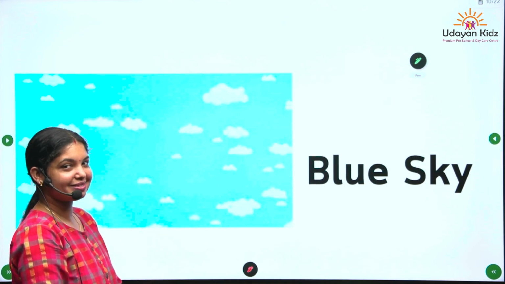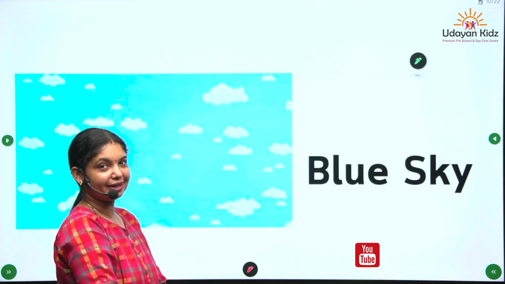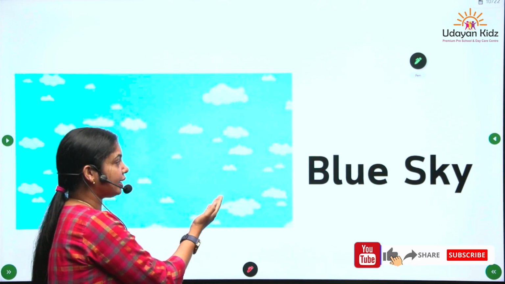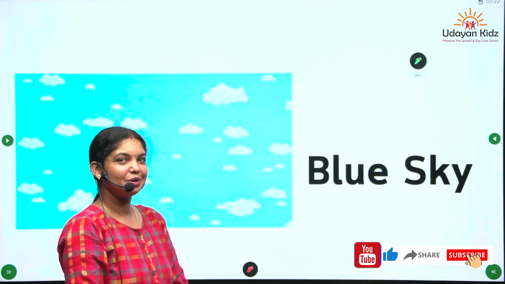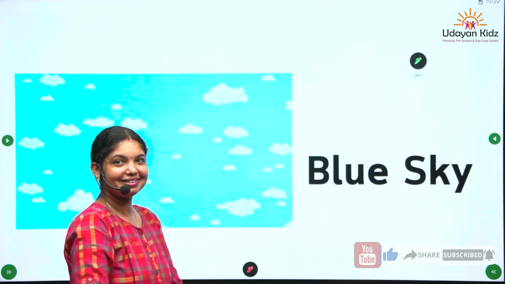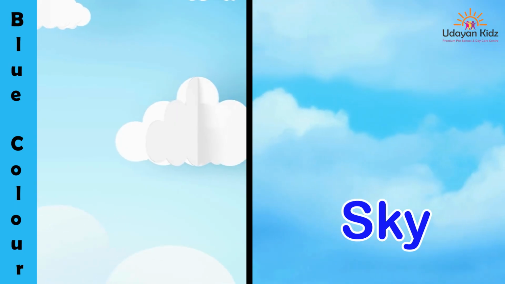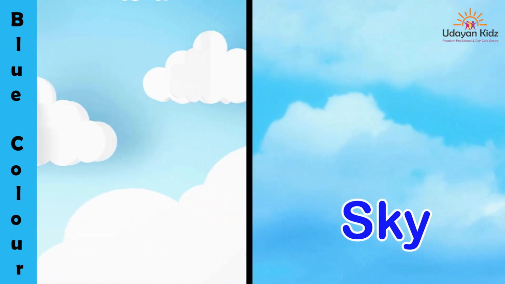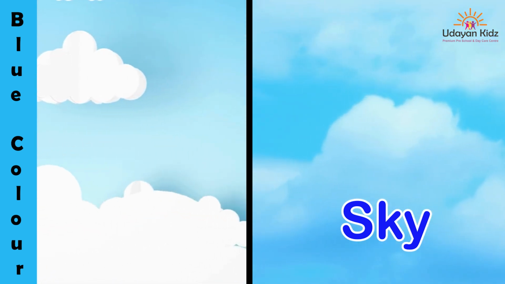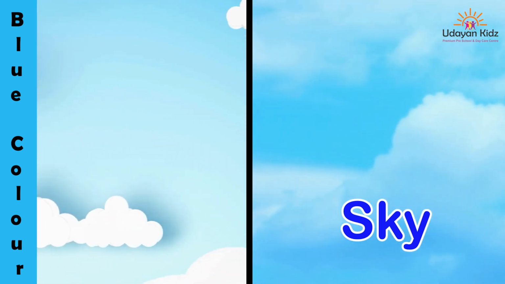Next one is sky. And which color is this? Blue color. Blue color. Sky. The sky is blue. My eyes are blue. The ocean is blue.